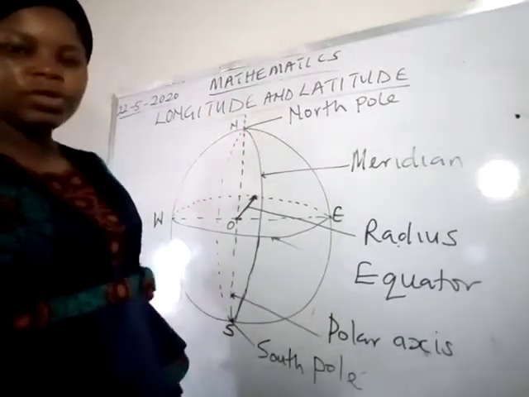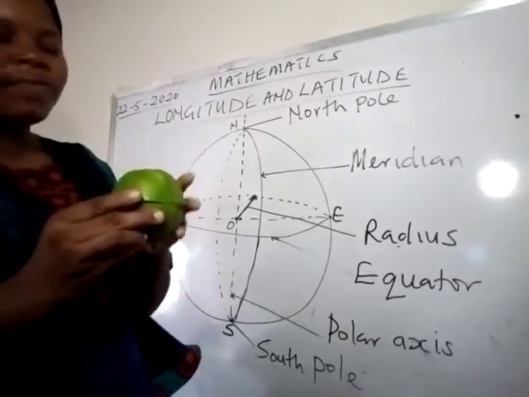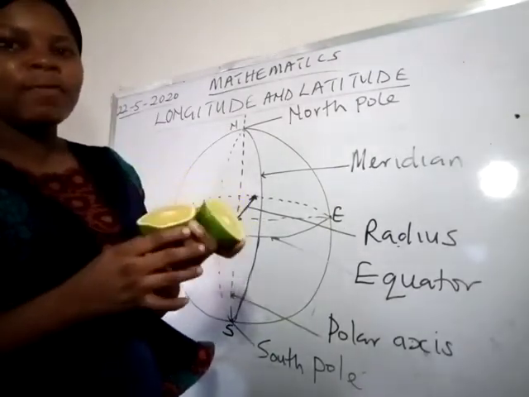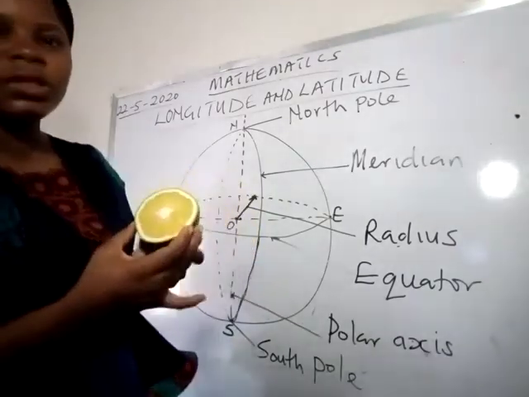This, with illustration using the orange. Now you can see I'm holding this. If I cut it into 2 equal halves, this line is called the equator. I'm going to have a cross section which is called a circle.